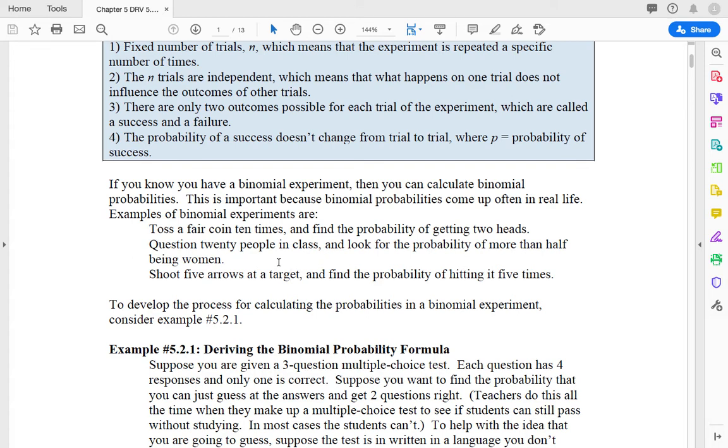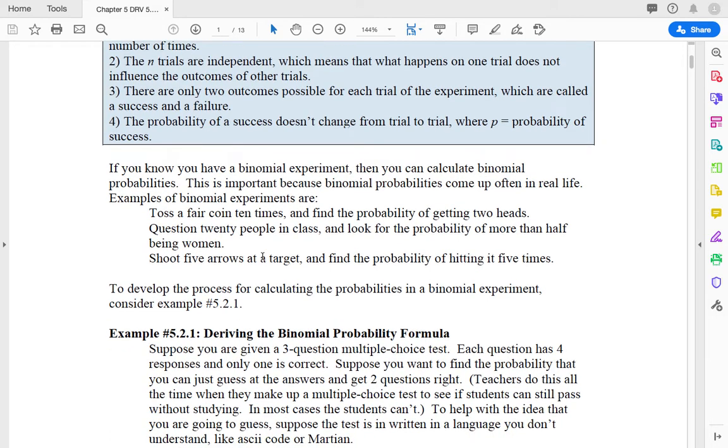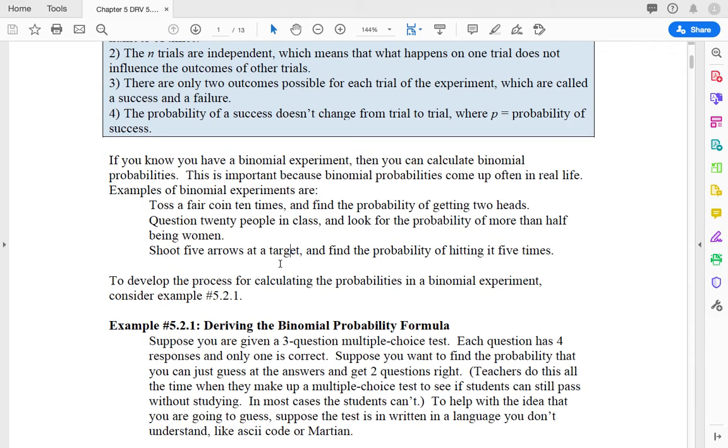Are there two outcomes? Female or not, basically. And then probability of success, is that changing person to person? No, it's about 50% chance for anybody. So that also is a binomial experiment. And then shooting 5 arrows at a target, if you count the number of times you hit the target, that also is a binomial experiment.